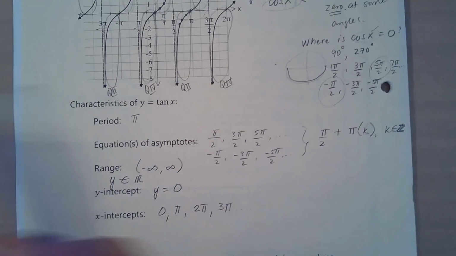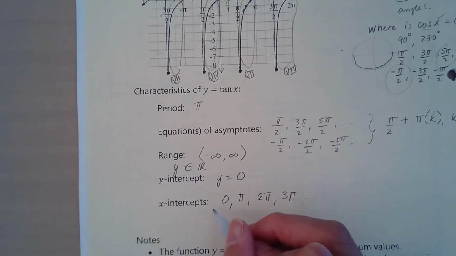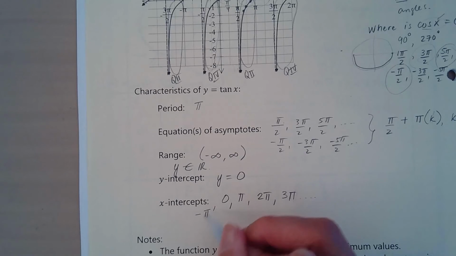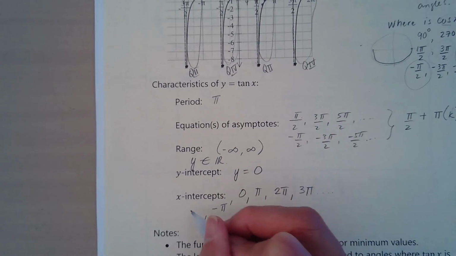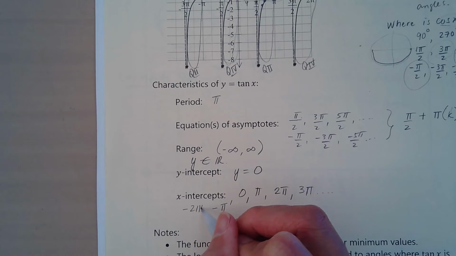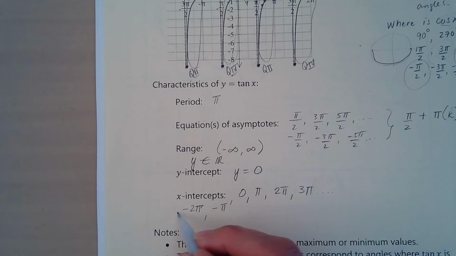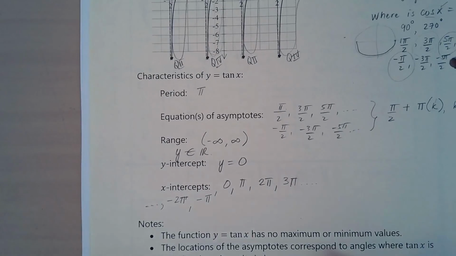What about to the left? What would it be? Negative pi. Next one, negative 2 pi. Dot, dot, dot, right?